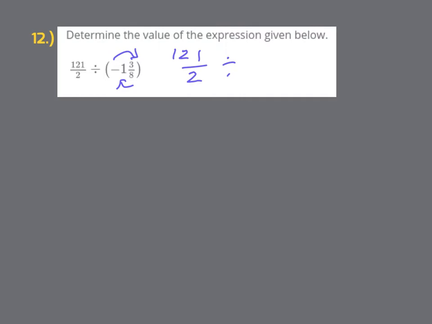So I need to change this. 8 times 1 is 8. Remember, I multiply and then I add. 8 plus 3 is 11. That denominator, or the number on the bottom, stays the same. So I've got 121 over 2 divided by 11 over 8.